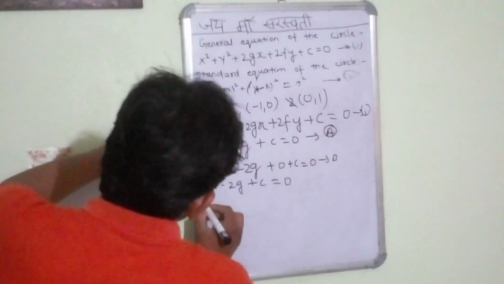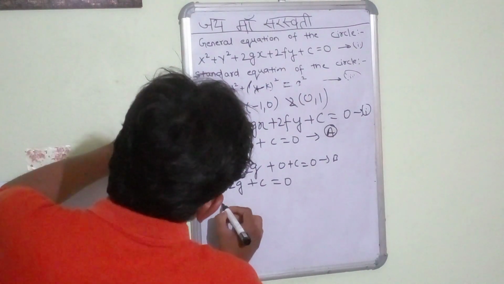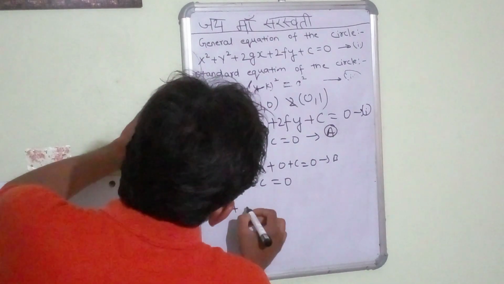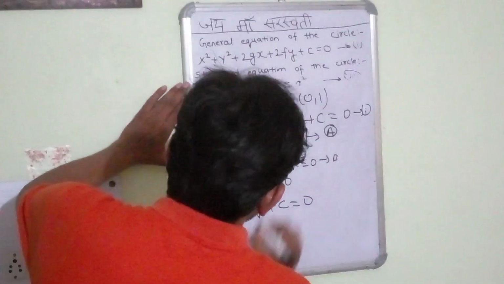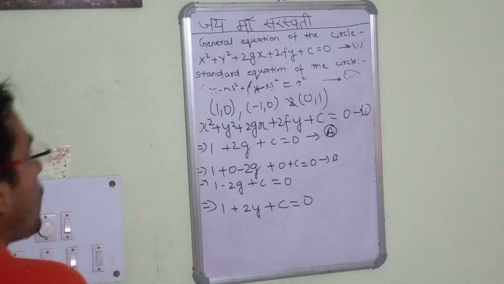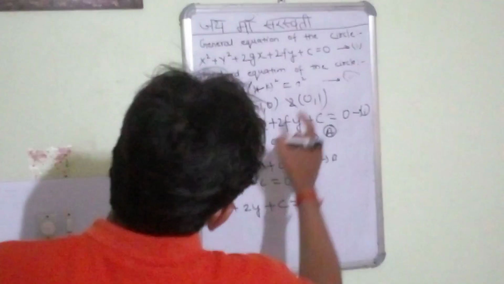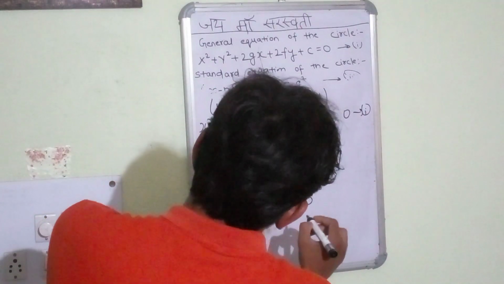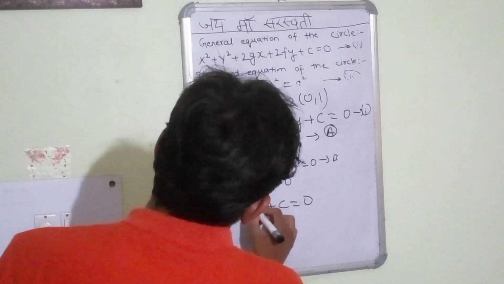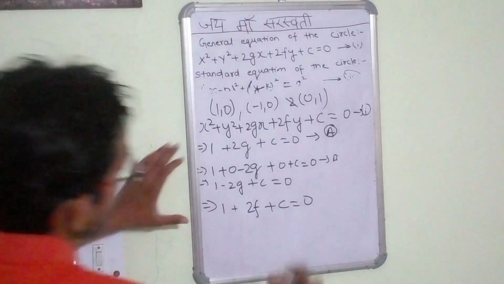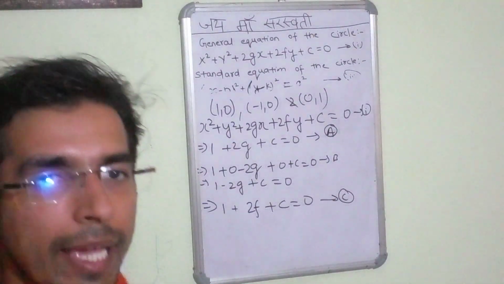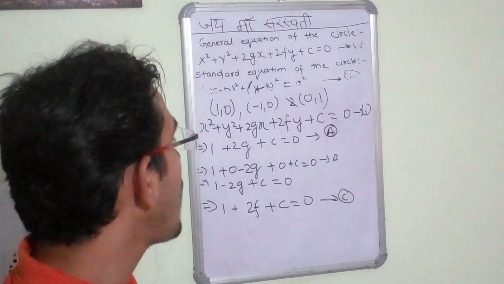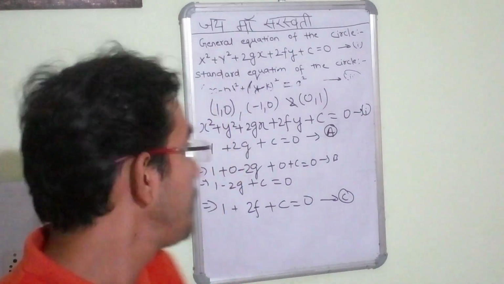The third equation is with x as 0 and y as 1. So it will be 1 plus 2f plus c is equal to 0. That is equation C. Now we will be using the equations A, B and C in order to calculate the values of g and f.